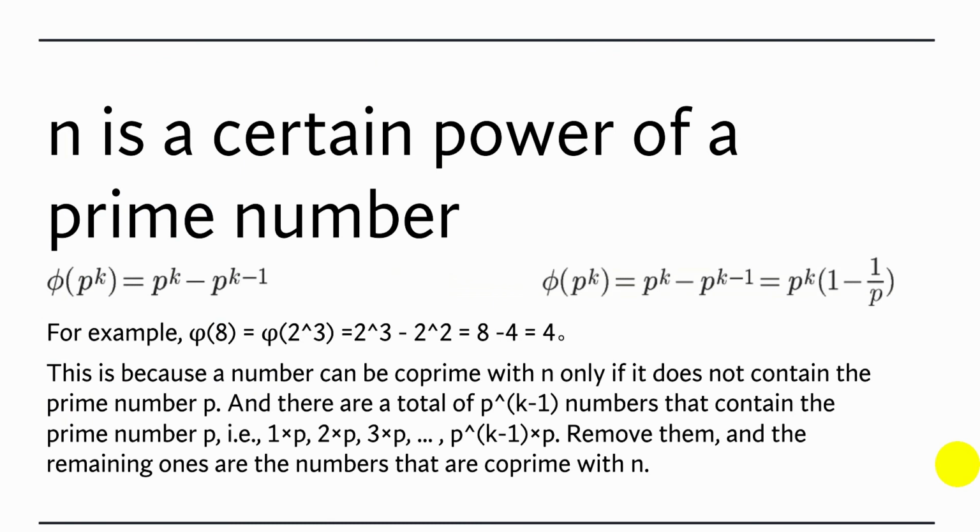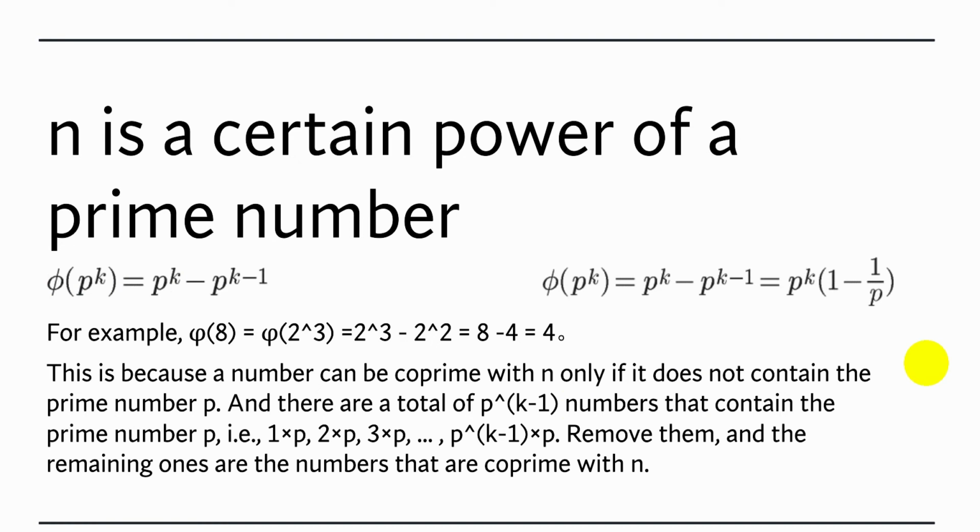When n is a power of a prime number, phi(n) equals phi(p^k), which equals p^k minus p^(k-1). For example, phi(8) equals phi(2^3), which equals 2^3 minus 2^2, which is 8 minus 4, which is 4.